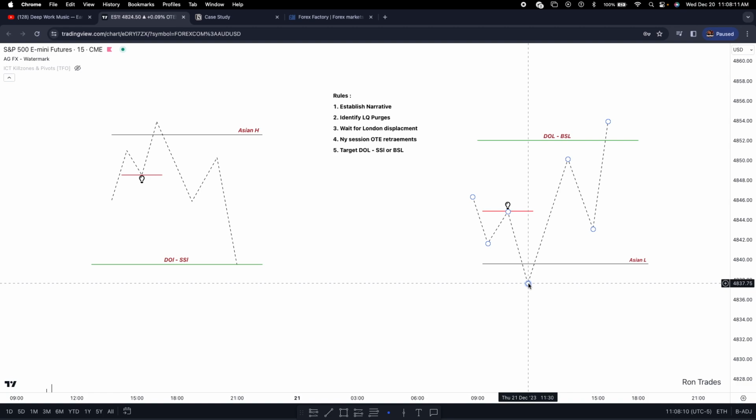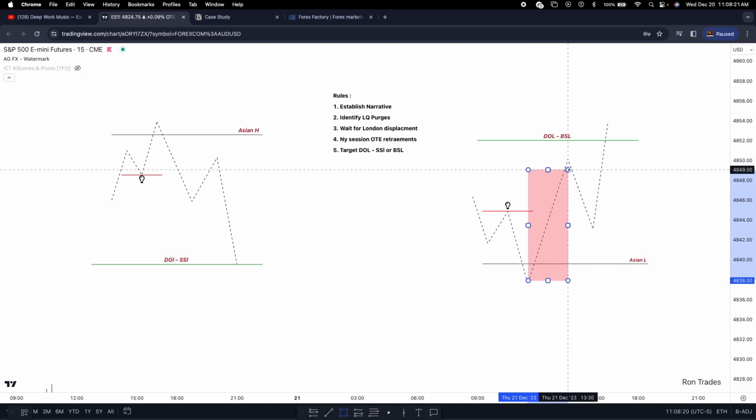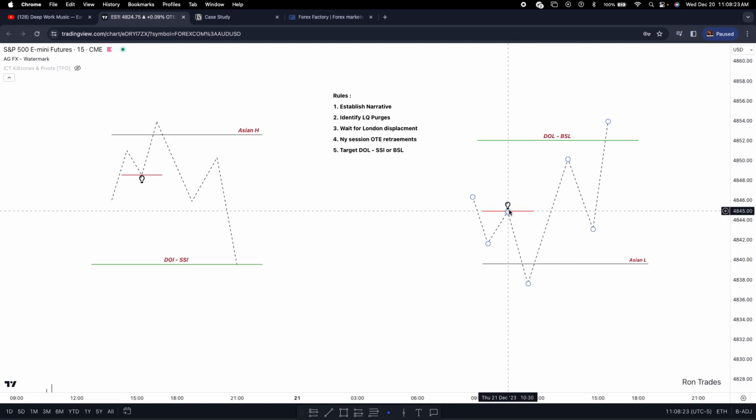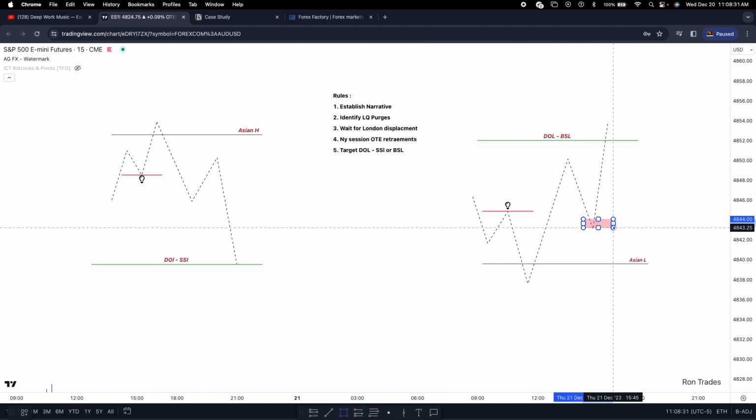I am bullish. So what do I wait for if I'm bullish? I want to see Asian low purge. I want to see London displacement, which is going to be here. MS shift with London. We wait for New York session to retrace back down inside of an OTE 62 level here, hypothetically, and we target buy side liquidity for draw on liquidity.